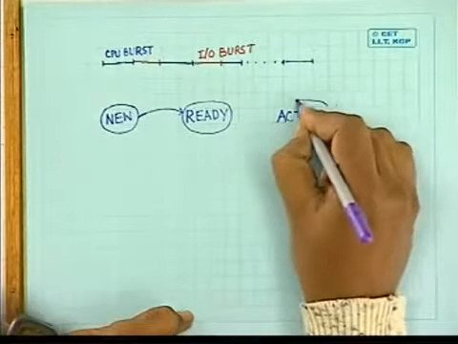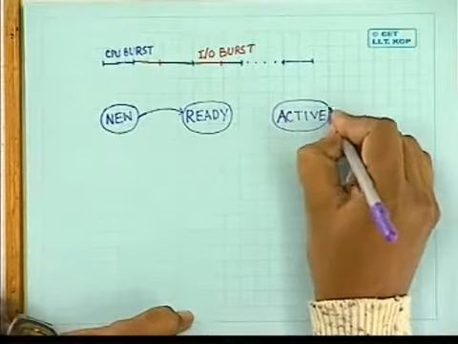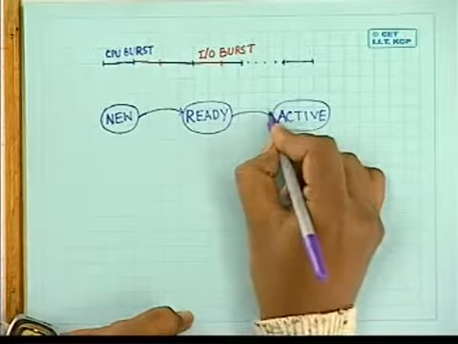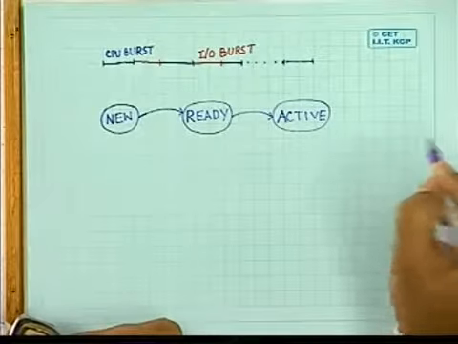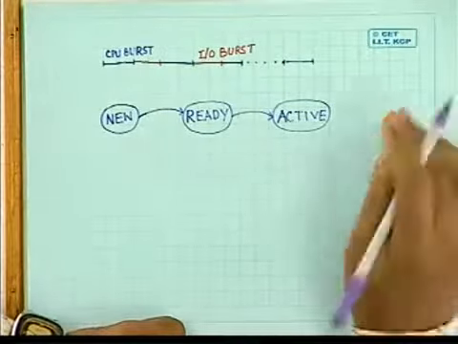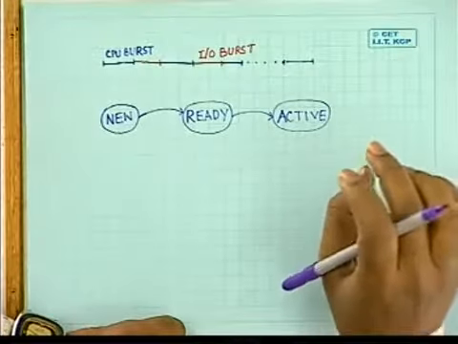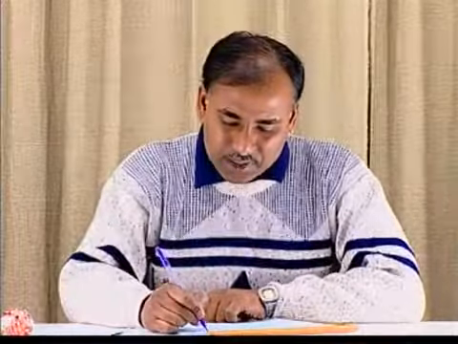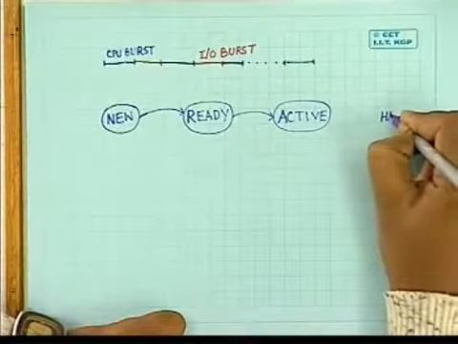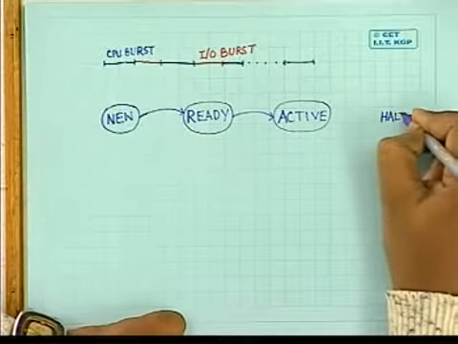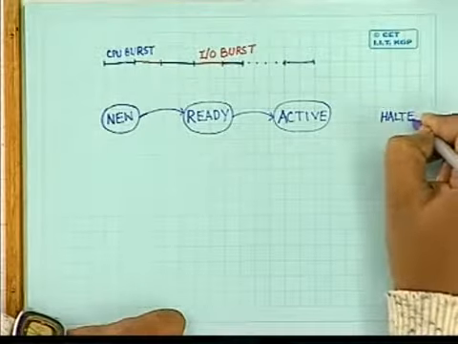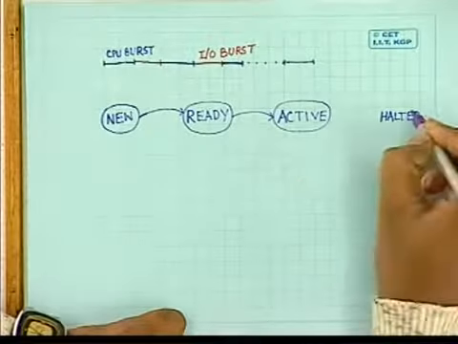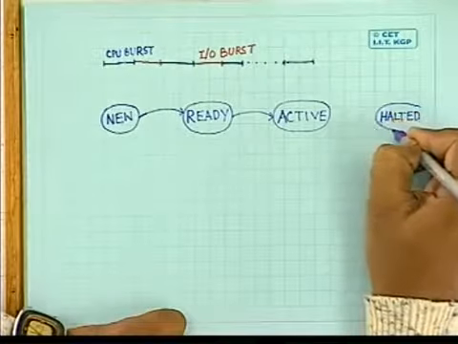So, the job becomes active from ready. Okay. And finally, when the job is complete, that is, all the CPU bursts of the job are complete, and even the last CPU burst for terminating the job is also complete, then the job comes out of the system, and the corresponding state we call as halted state, or you can also call it finished state. Okay, but usually the term which is used is halted.